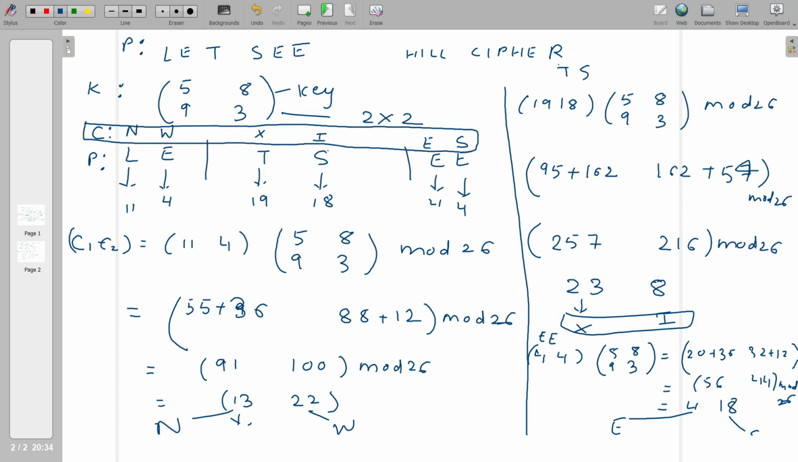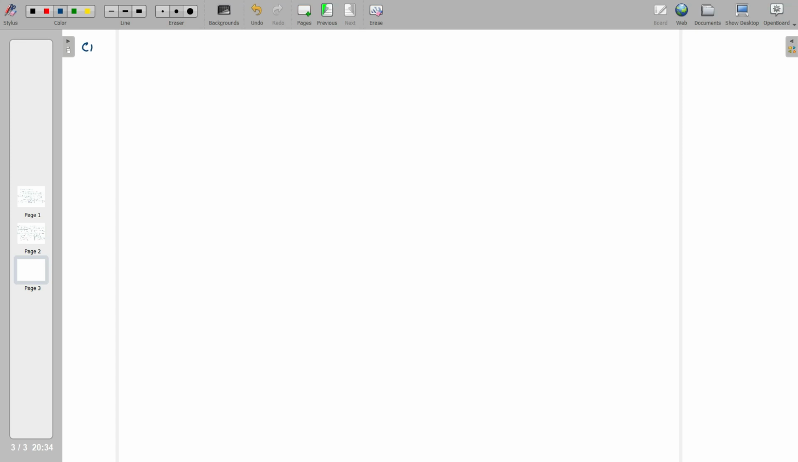Now we will discuss a bit more long example, so that things will be more clear to you. So this is our example number 1. Now we are going to discuss a bit lengthy example with the key size 3 into 3. So let's say in this second example, the plain text P is pay more money. So the plain text is pay more money.